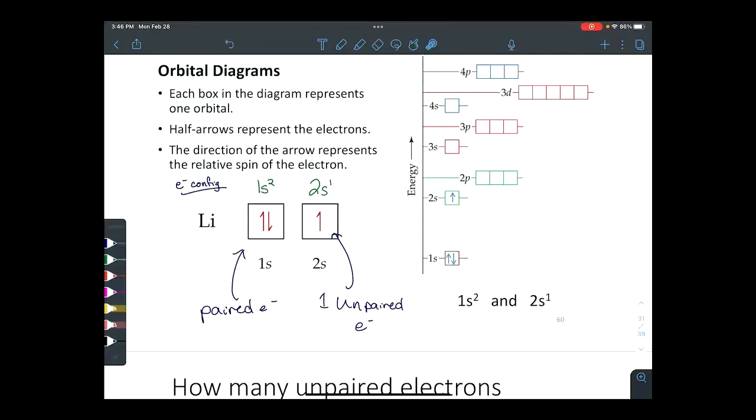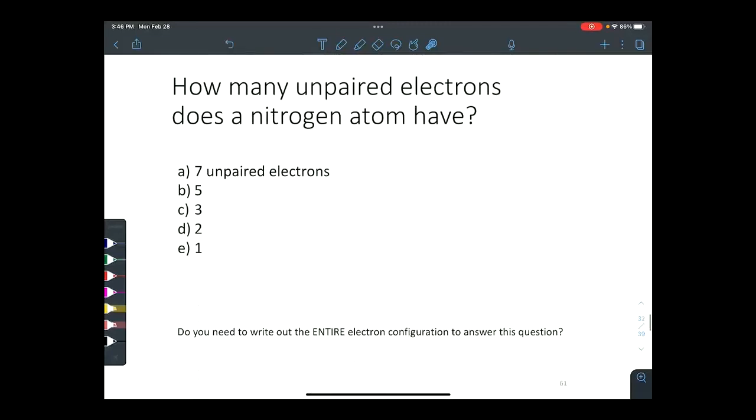So let's use that idea and look at these questions. How many unpaired electrons does a nitrogen atom have? So our first idea and strategy here is let's write out the electron configuration first so we know where to put electrons, right? So nitrogen is 1s2, 2s2, 2p3.